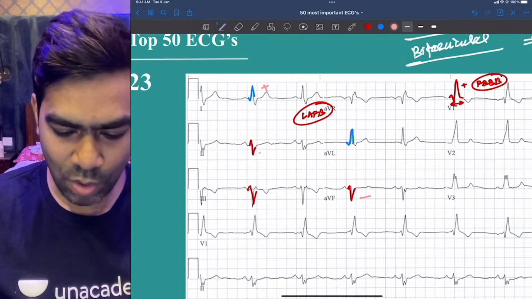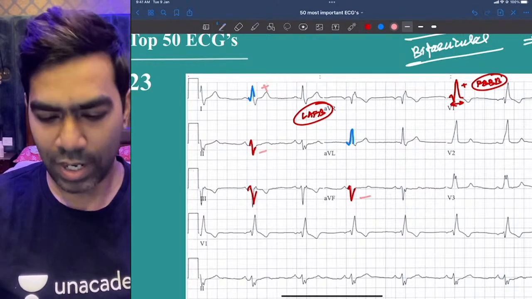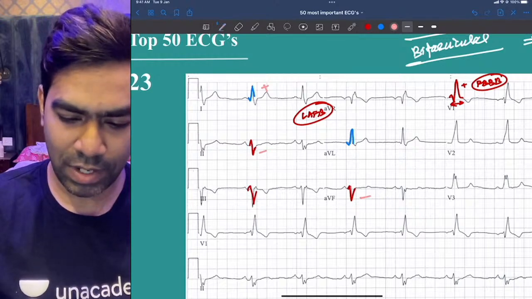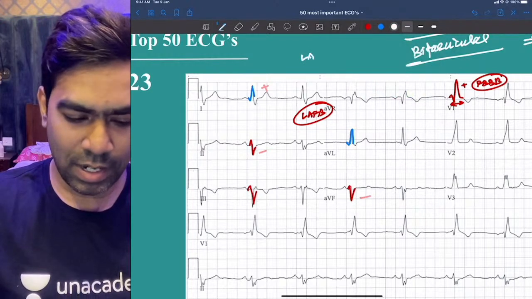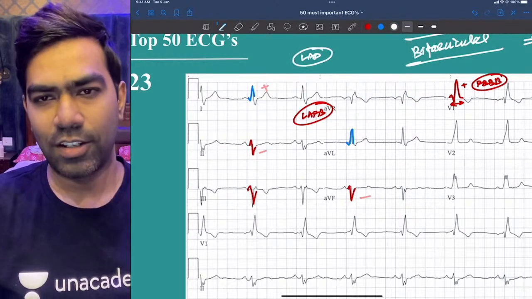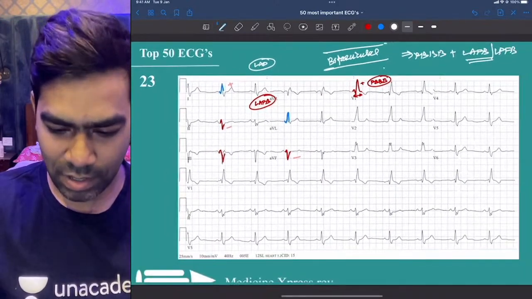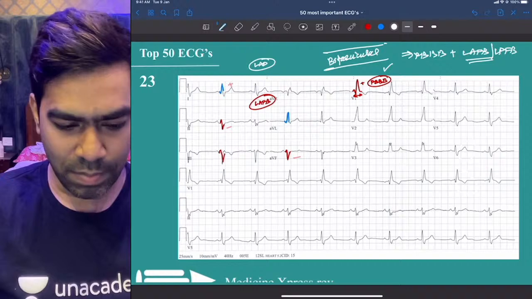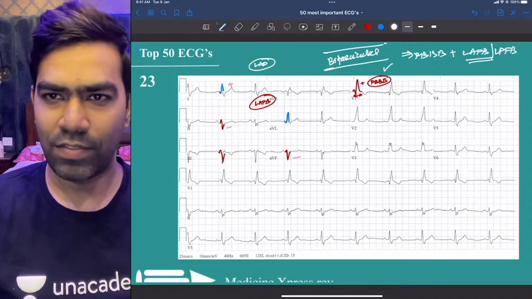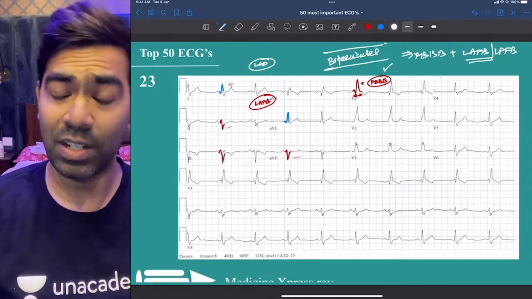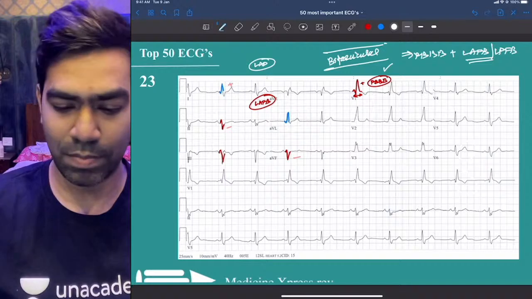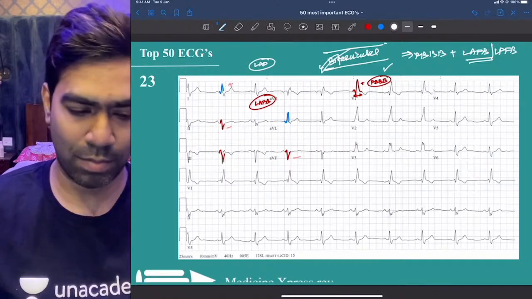But look at lead 2, it's predominantly negative. So I can safely conclude that this patient is having a left axis deviation, right? So, hence proved, isn't it? So this patient is having a right bundle branch block, and this patient is also having a left anterior fascicular block and a left axis deviation because of the anterior fascicular block. So that's why this patient is likely to have a bifascicular block.